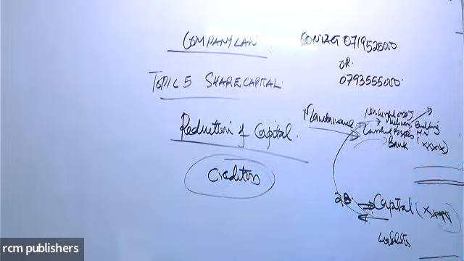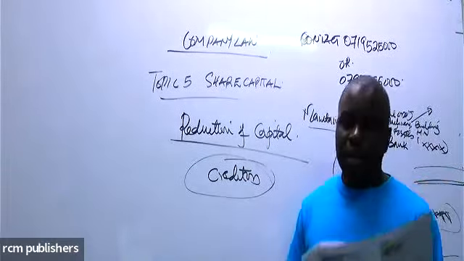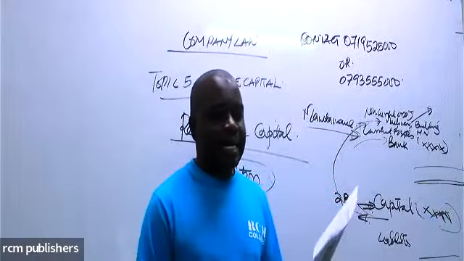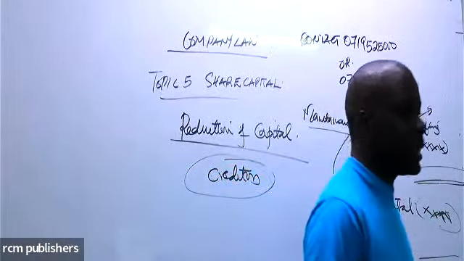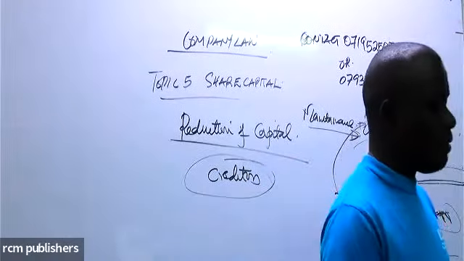Another role they play, they normally give out an order approving what? Share capital reduction, which is normally filed with the register of companies. Then of course, the company does what? Proceeds and actually undertakes what? The share capital reduction. So you can see I've highlighted that area.